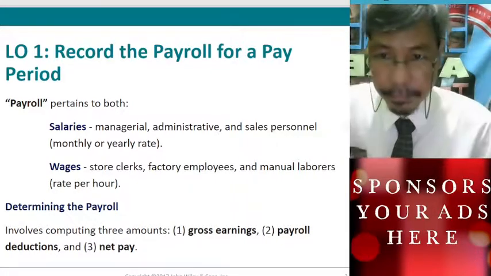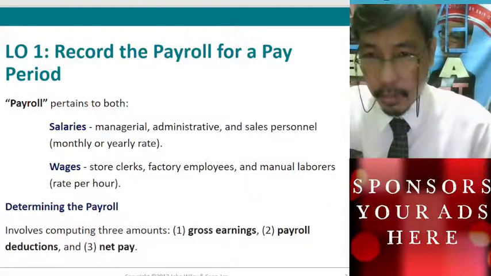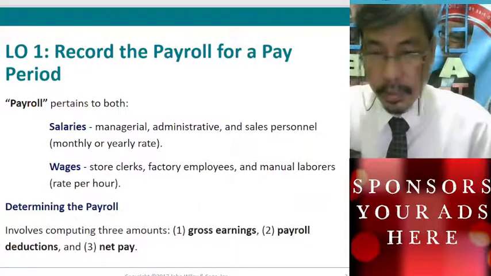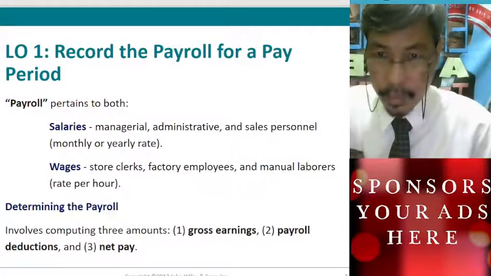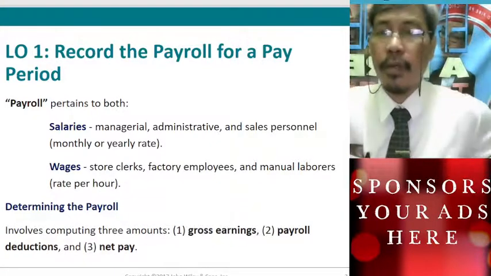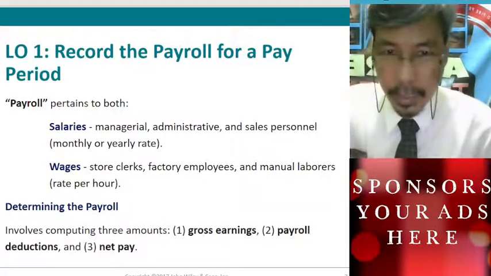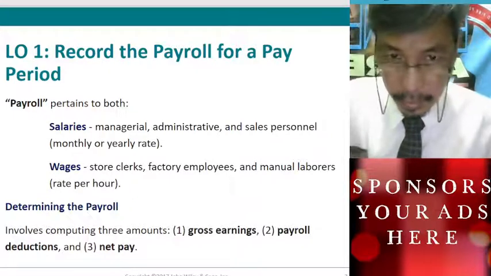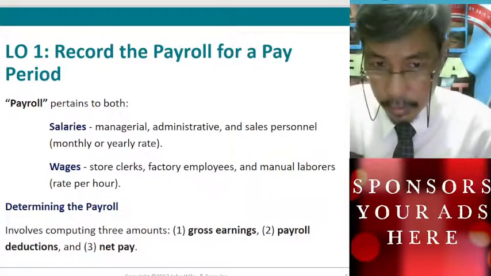Wages: store clerks, factory employees, and manual laborers. Rate is per hour and other than monthly, sometimes daily, or weekly. So if it is monthly or yearly, that is salaries. Otherwise, it is wages. Okay. So let us determine the payroll.